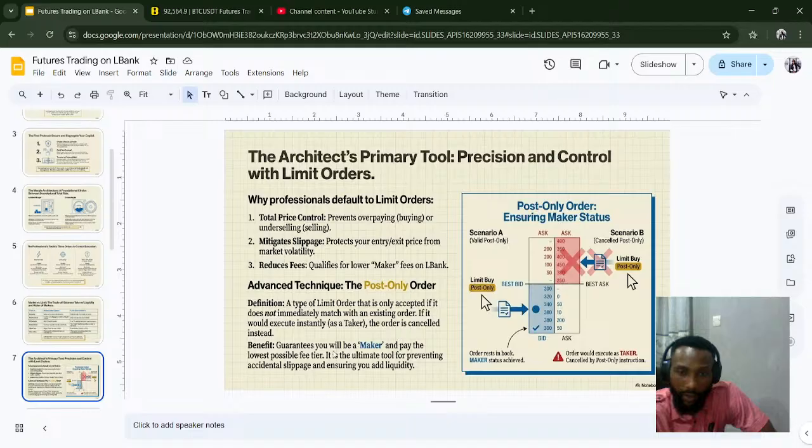What is the benefit? It guarantees you'll be a maker and pay the lowest possible fees. It is the ultimate tool for preventing accidents and ensuring you add liquidity. This one is basically not something to worry about for beginners like you. So let's go to the next thing.